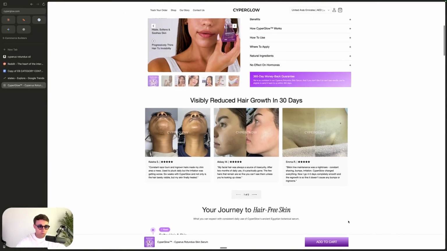So you don't want to go really, really granular. Just pick out what the core problem and the core category is, and then we'll work our way down from there.